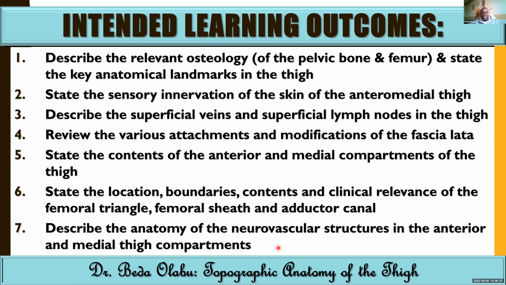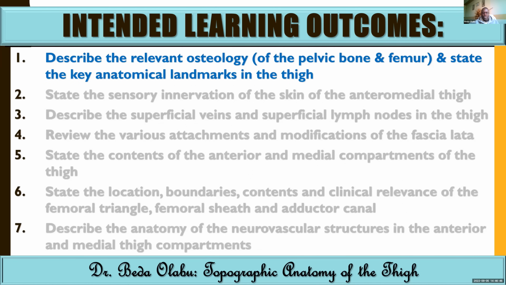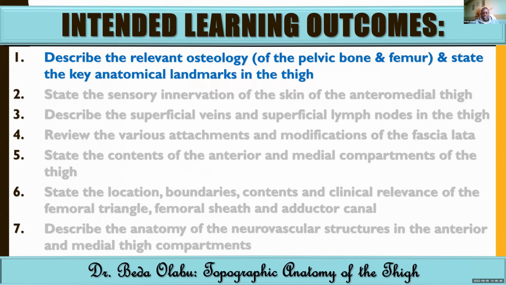We'll finish with a summary of the anatomy of the neurovascular structures in the anterior and medial thigh. We'll focus on the femoral arterial system, the femoral nerve, and the obturator nerve. Let's begin with the first objective, looking at the osteology.